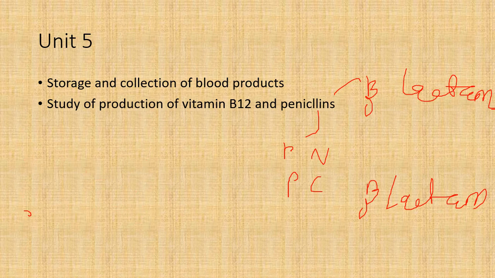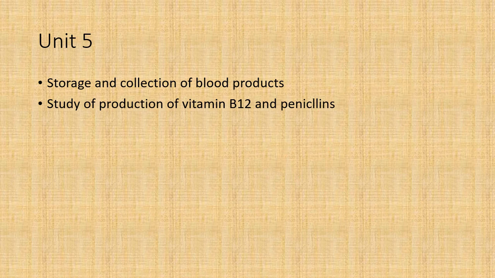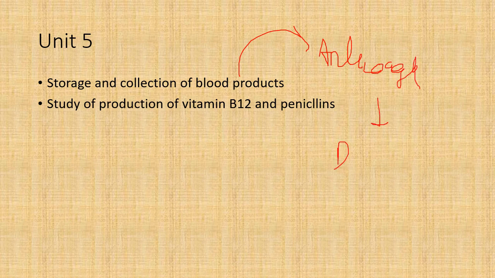And next is storage and collection. How do you store? How do you withdraw? From what person do you withdraw blood? What are the different blood and blood products? Just remember one important concept of adding an anticoagulant in blood. Basically, you add a chelating agent that is called disodium EDTA. Disodium EDTA. Do not forget this anticoagulant agent. It is very, very, very vital.